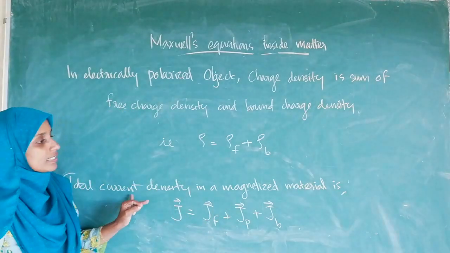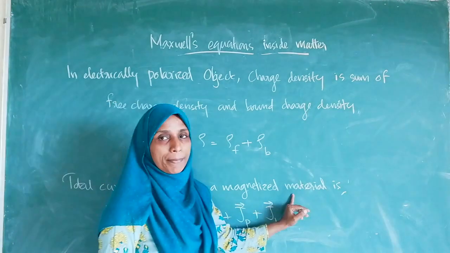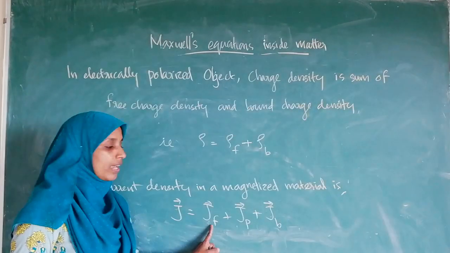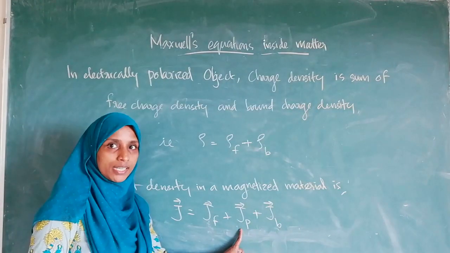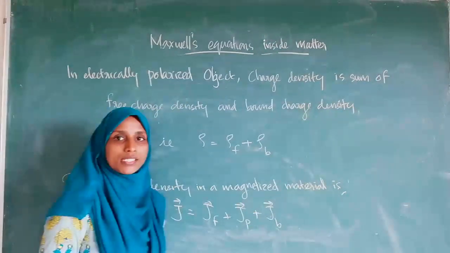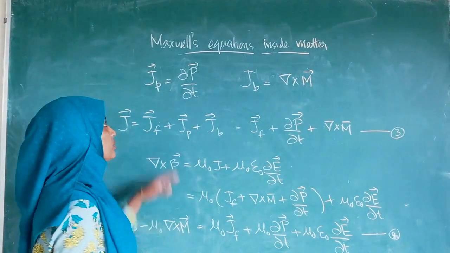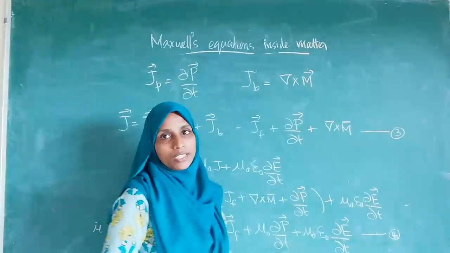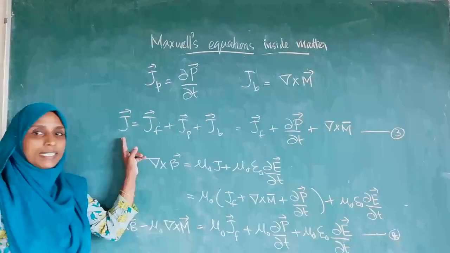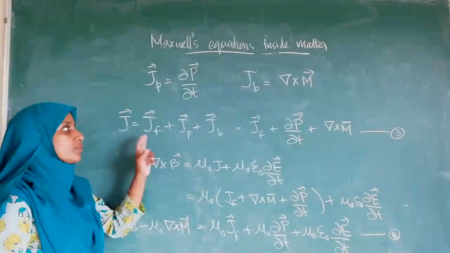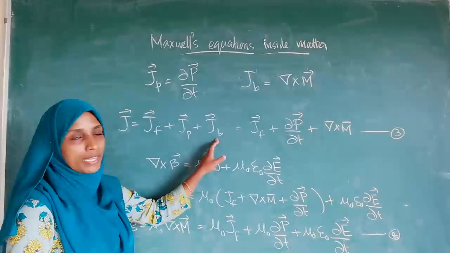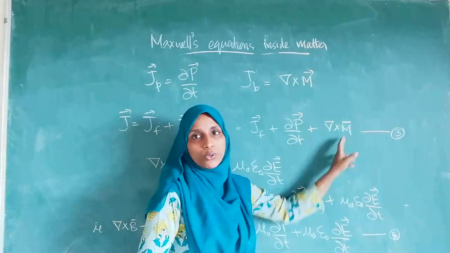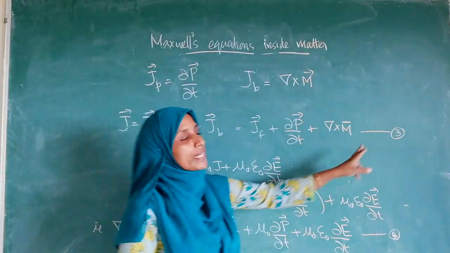Similarly, the current density in a magnetized material will be the sum of the current density due to free charges and the current density due to polarization and the bound current density. And we know Jp is equal to ∂P/∂t and Jb is equal to ∇ × M. Substituting, the total current density J is equal to Jf plus Jp plus Jb, that is Jf plus ∂P/∂t plus ∇ × M, and give it as equation number 3.